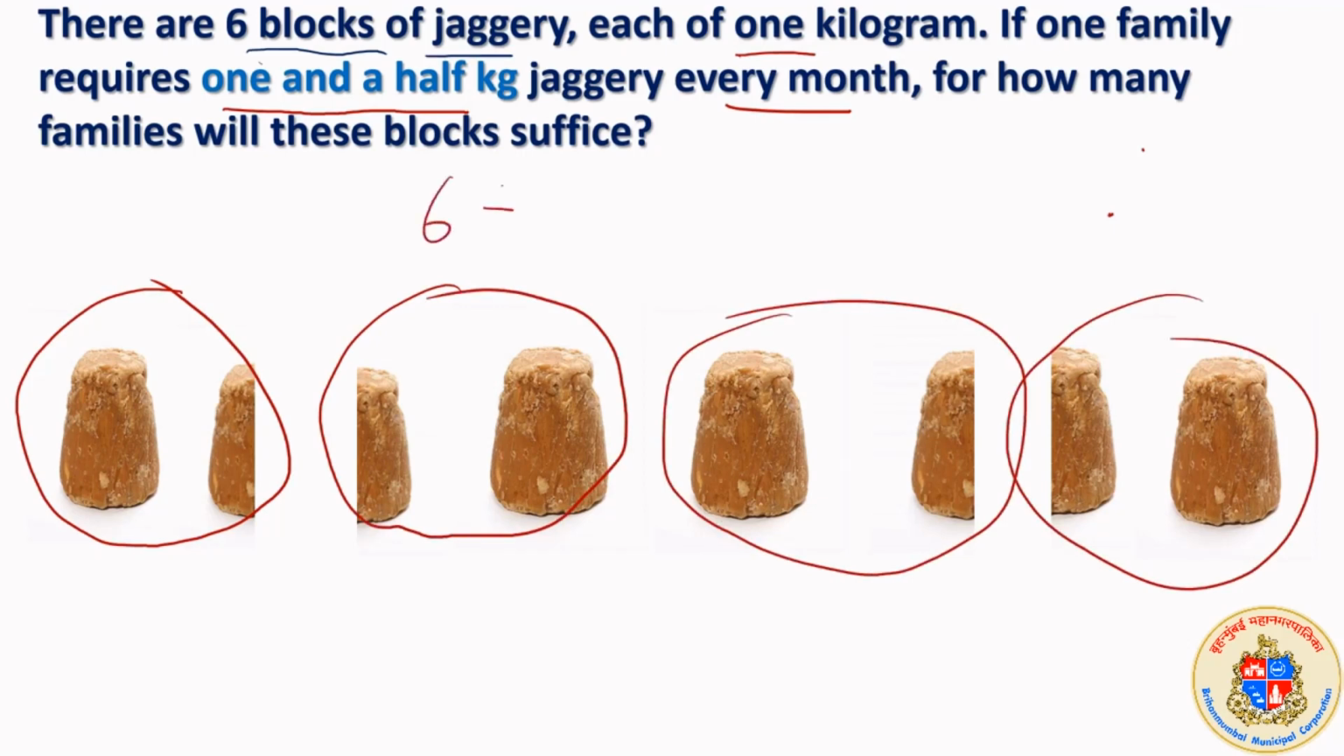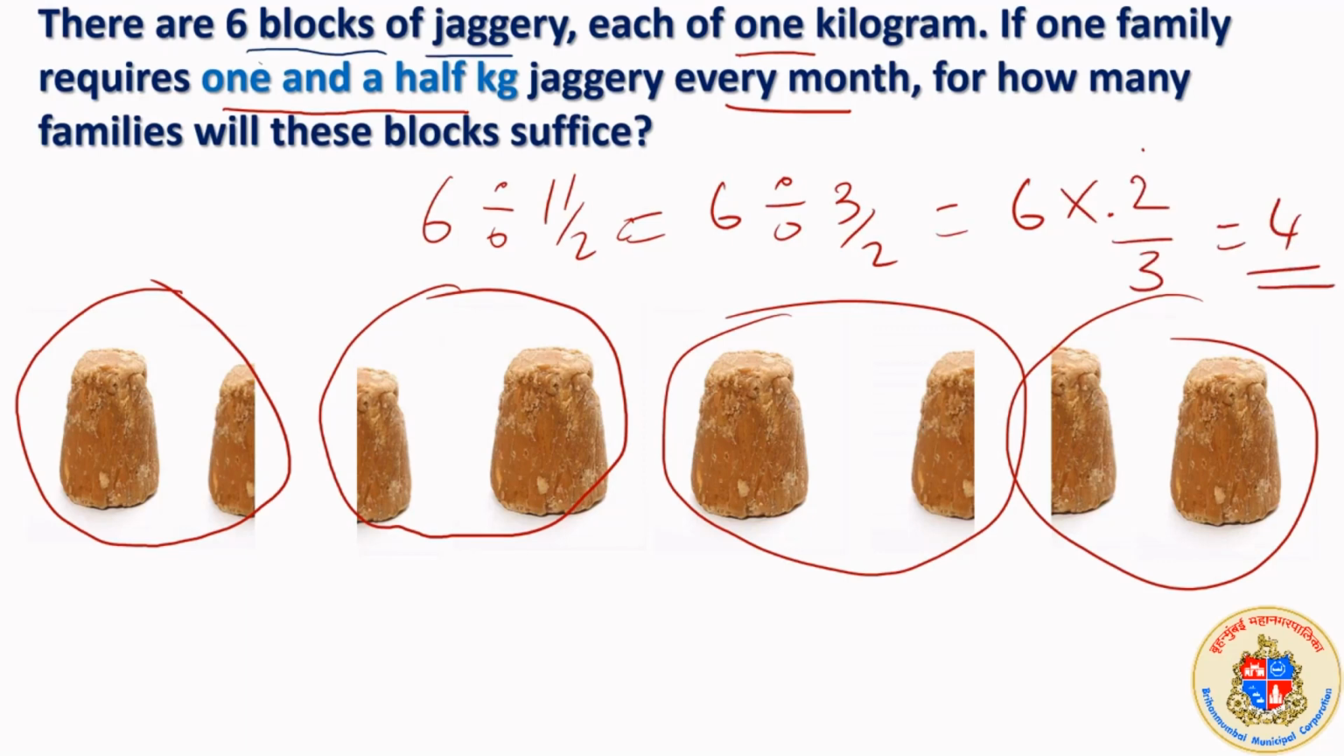What happened? 6 divided by 1.5 kg is equal to 6 divided by 3/2, which is equal to 6 multiplied by 2/3, which is equal to 4. Another example, 12 divided by 4. What is the fun in that? We know 12 divided by 4, but we should understand how we will do it in this context. We have to do it in the multiplication format. So 12 into the reciprocal of 4, which is 1/4, and we get 3.